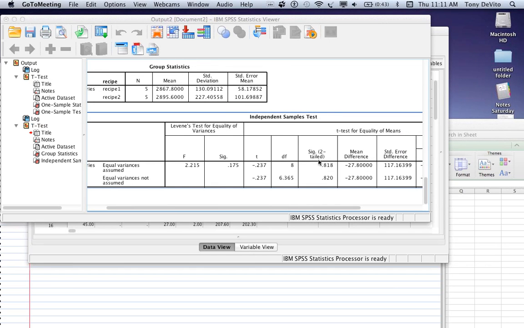So if I go across here, my significance, my probability of being wrong if I say there's a difference between the average calorie count for these two groups is 81% chance of being wrong. Can I reject the null hypothesis that they're the same, that the calorie counts are the same? Do I reject? Opinions, please. Reject or not reject? Come on. I'm going to wait until somebody gives me some feedback.